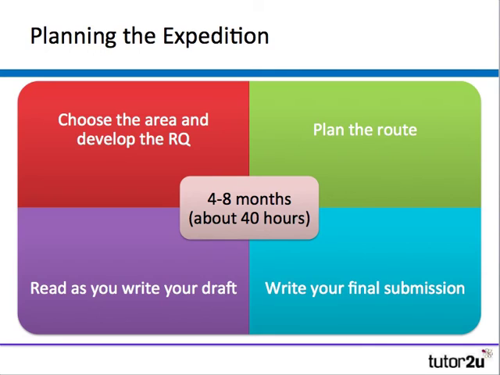So planning this expedition. Well, the extended essay is supposed to take about 4 to 8 months from beginning to end. Each student is supposed to spend about 40 hours on it, and that's not 40 hours of writing. It's probably only about 15 hours of writing. It's 25 hours, at least, of research. They need to choose the area and develop their research question, plan the route, read as they write their first draft, and then when the first draft has been assessed, unless the supervisor says there is a need for more reading, stop reading and write the final submission.